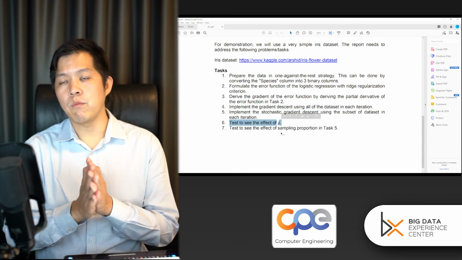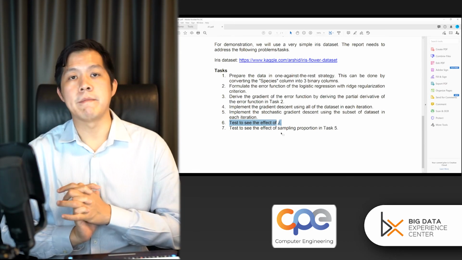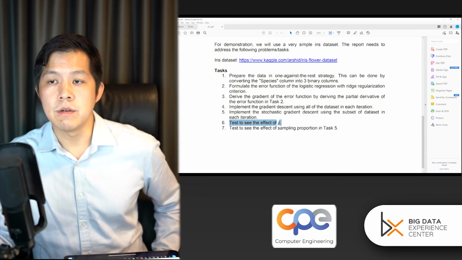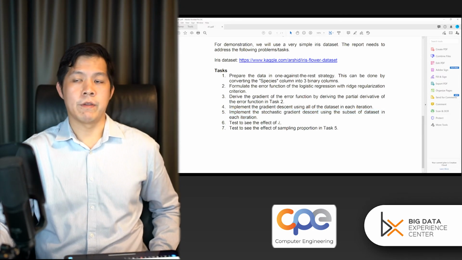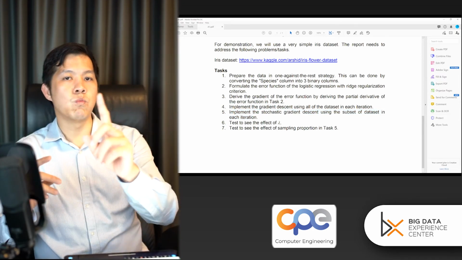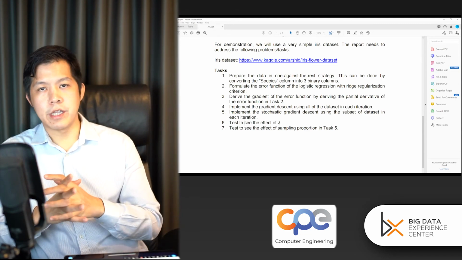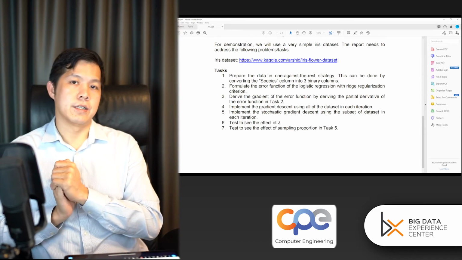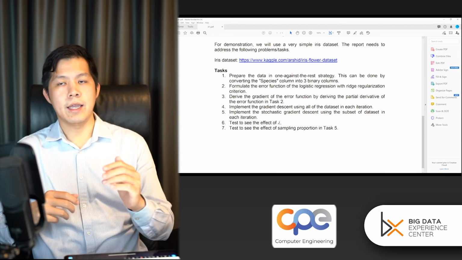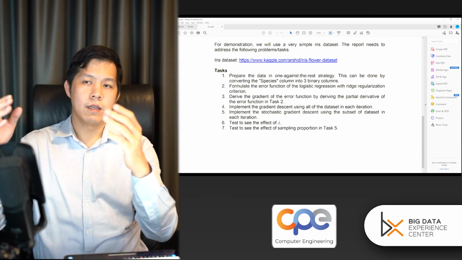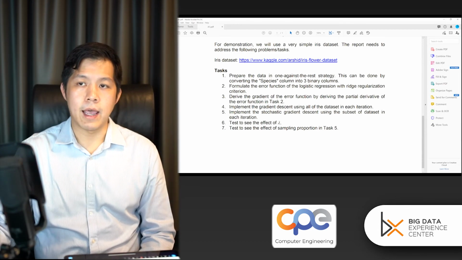Try to see what would happen if you have a large value of lambda or a small value of lambda. Okay, and also test the sampling proportion in task number 5. Okay, the whole thing is actually just one task: writing logistic regression optimization with regularization using stochastic gradient descent. But I break it down into 7 subtasks, so you can just follow it step by step here, and then prepare it as a PDF.